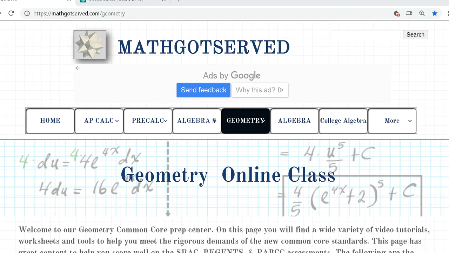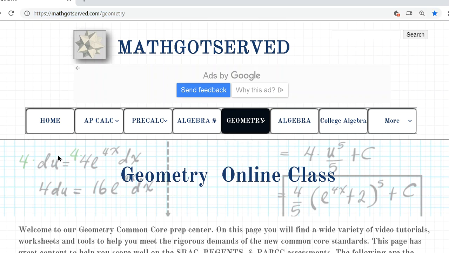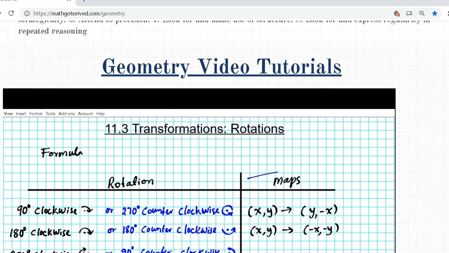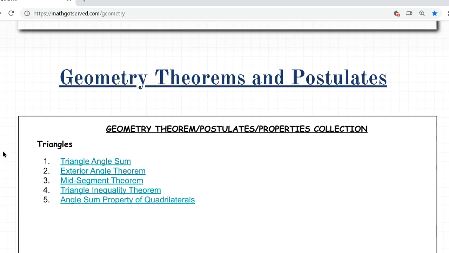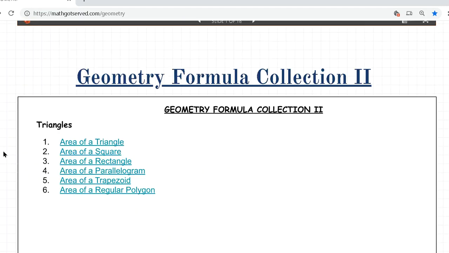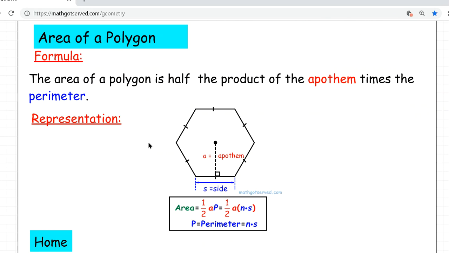To get us started, let's take a look at the formulas that will be guiding our problem solving process. We're at our website right now, mathgotserved.com/geometry, so you can visit this site for tons of resources to help you master geometry. We're going to take a look at the second section of our geometry formula collection, so just scroll down. We have our tutorials, vocab collection, vocab quiz, theorems and postulates, part 1 of our formula collection, and then part 2 of our formula collection. Under item 6, you're going to see area of a regular polygon. So you click on that. This is a formula that we're going to be using today.